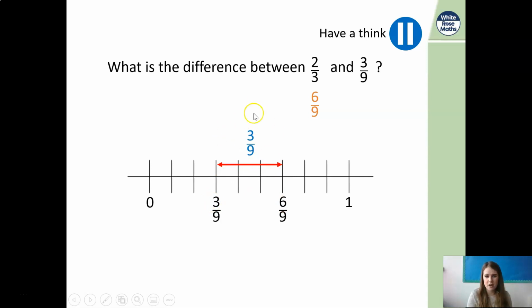Now, can I simplify this fraction, Year 5? What can I simplify it to? Good, I can simplify it to 1/3. 3 is a multiple of both those numbers. 3 goes into 3 once, 3 goes into 9 three times.